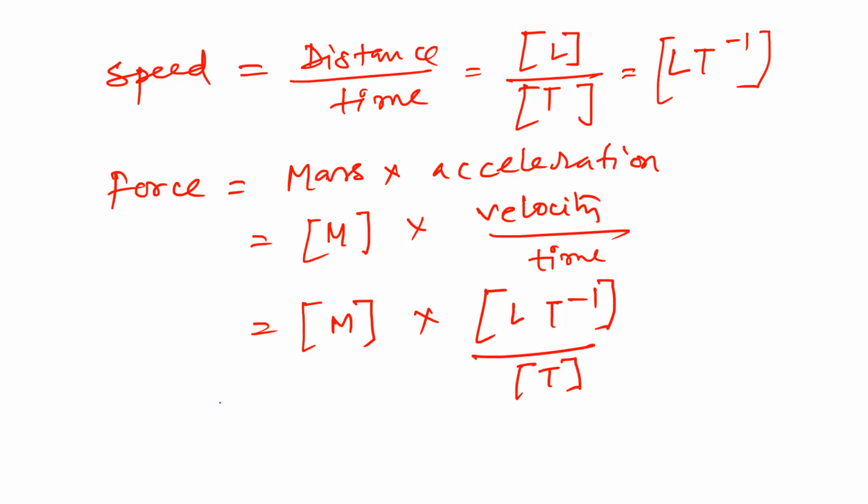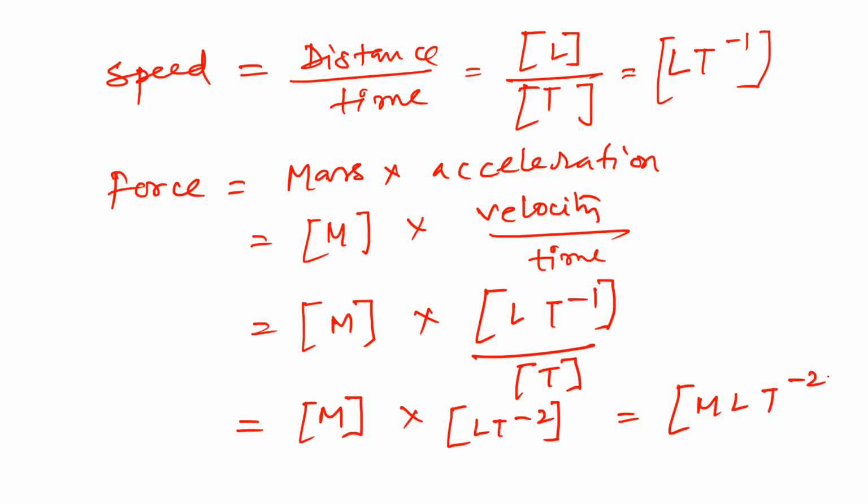So after the calculation, we can say that the mass has the dimensional formula of M, but the acceleration has the dimension of LT to the power of minus 2. So the dimensional formula for force is MLT to the power of minus 2. Whatever derived quantities I have already discussed in the previous slides, this is your homework: you will find out the dimensional formula and send it to me.